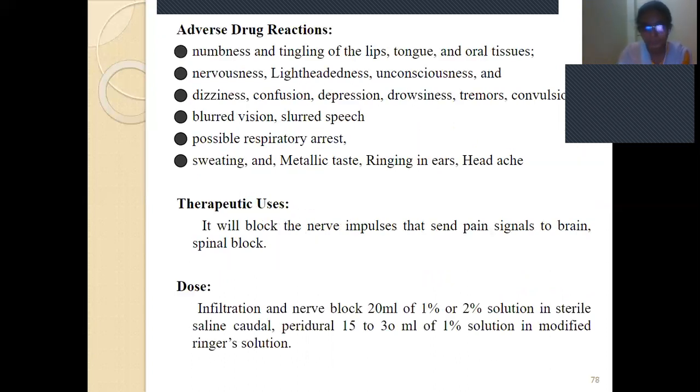Adverse drug reactions are numbness, nervousness, unconsciousness, dizziness, confusion, depression, drowsiness, tremors, convulsions, blurred vision, slurred speech, sweating, difficulty breathing, ringing in the ears, headache, and a metallic taste. Uses: it blocks the nerve impulses that send pain signals to the brain and spinal cord.